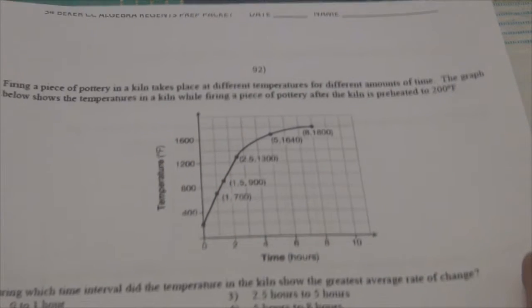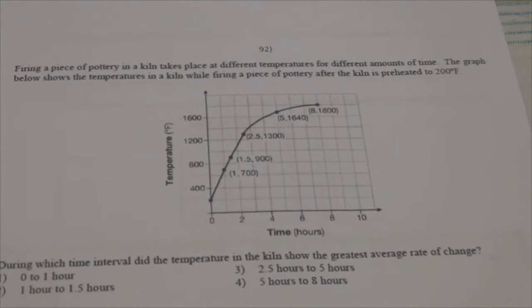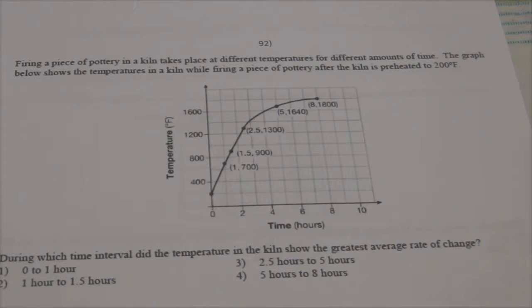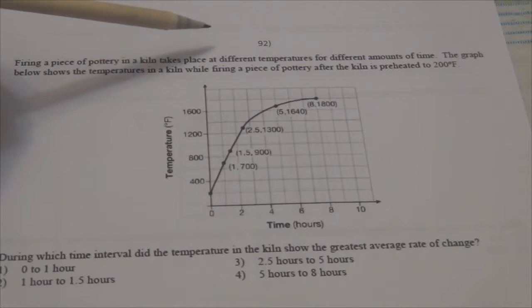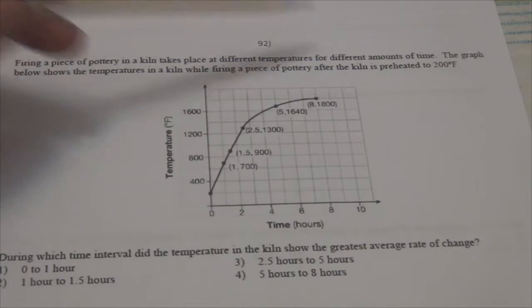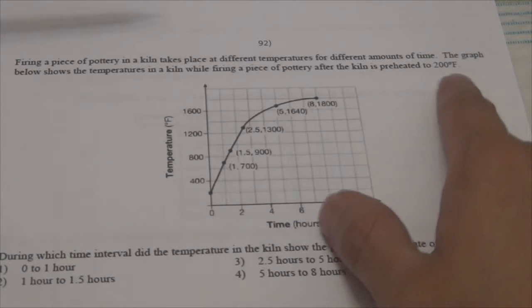Next question. Number 92. Again, we're dealing with average rate of change. So I'm going to read it and then we're going to zoom in. Firing a piece of pottery in a kiln takes place at different temperatures for different amounts of time.